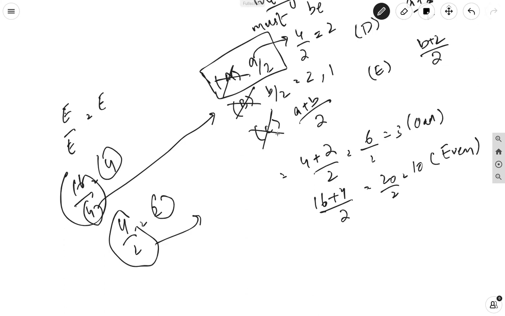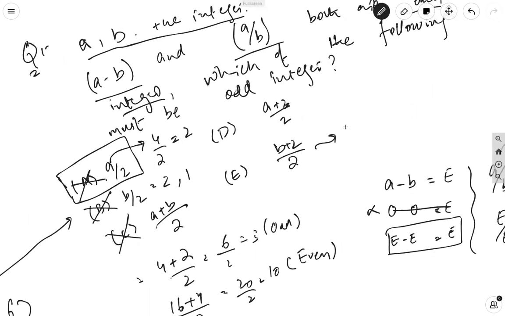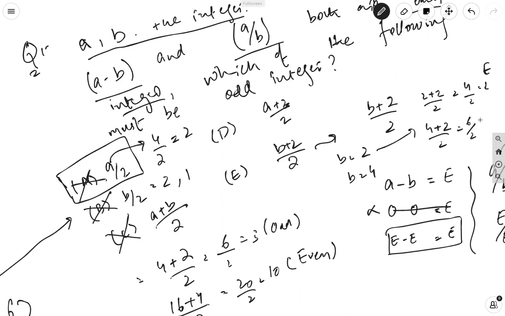Right? Okay. Now next, let's see option E: B plus 2 by 2. We have seen two cases in which B is 2 and B is 4. In one case it becomes 2 plus 2 divided by 2, which is 4 by 2, this is 2, which is even. In the other case, 4 plus 2 divided by 2, this is 6 by 2, which is 3, which is odd. So this is also ruled out.